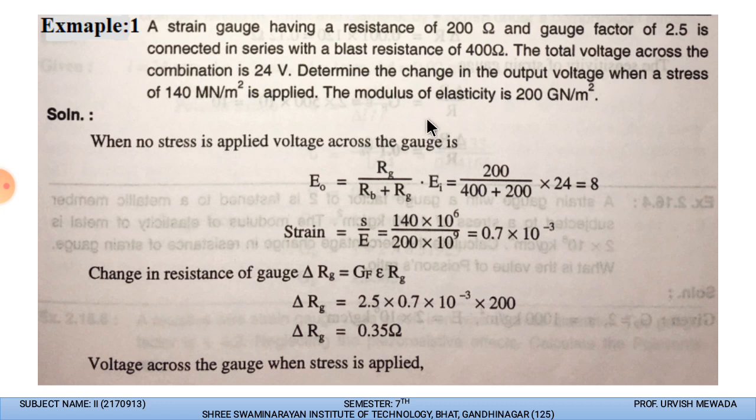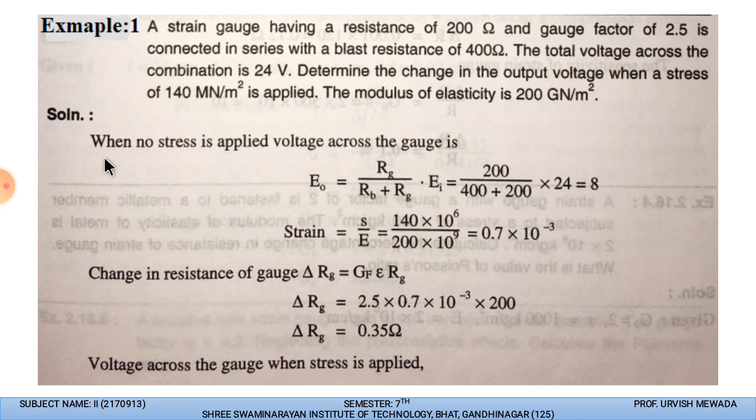The modulus of elasticity means whenever the stress is applied, our strain gauge will expand. Due to its elasticity it will expand, and whenever the stress is removed from the strain gauge, it will regain its original position. That's why the modulus of elasticity of this strain gauge material is 200 giganewton per meter square. So let us solve this example.